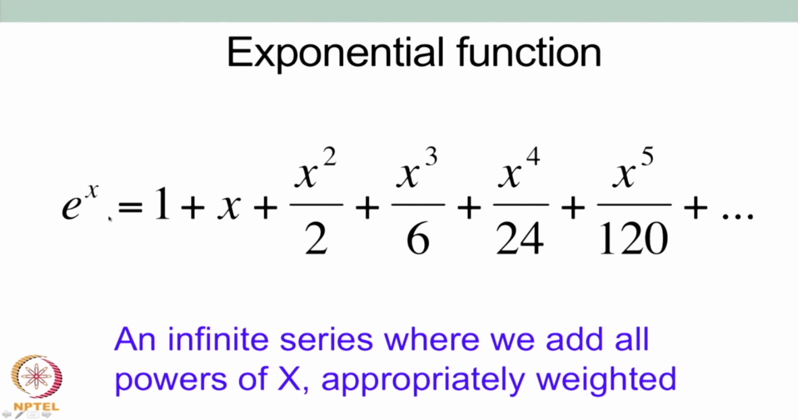But e power x can be written as a sum of many terms, where each of these terms is some x square, x cube, x power 4, etc. divided by some number. How this number is coming, etc., we will discuss later. But at the moment, it is sufficient to understand that an infinite series where we add all powers of x appropriately weighted by various numbers will give us e power x.